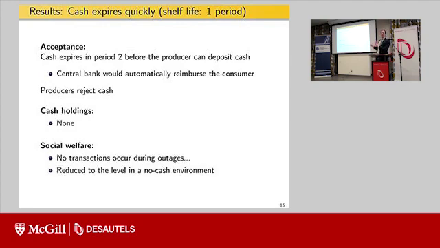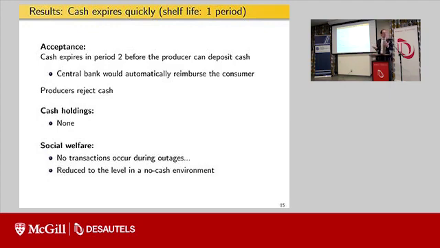If there's a very quick expiration date, what happens in the model is that if there's an outage, I could spend my offline cash and give it to the shopkeeper. But the money will expire before the shopkeeper can actually go to the central bank. So it's not a good idea for the shopkeeper to accept that money. So by implementing an expiration date, you're making things worse, because before I could use cash that didn't expire, but now I cannot use cash at all. You're in an environment where there's no cash. So it's making matters worse.